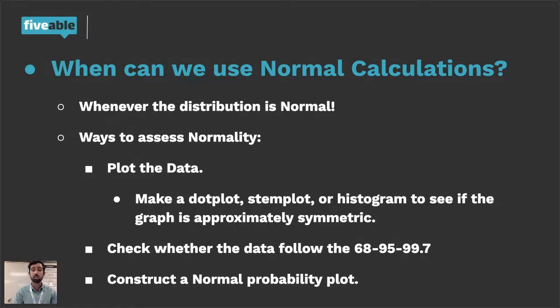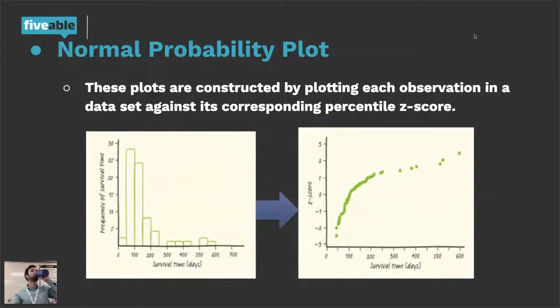You can also use the 68, 95, 99.7 rule, also known as the empirical rule, to check to see if your distribution is normal. If 68% of your data falls within 1 standard deviation, 95% falls within 2, 99.7% falls within 3, you have approximately normal data. And last but not least, you can construct a normal probability plot, which I'll talk more about now. A normal probability plot, we don't see very often, but they do like to throw these in every now and then. So it is good to know.